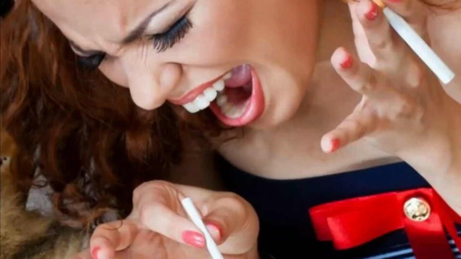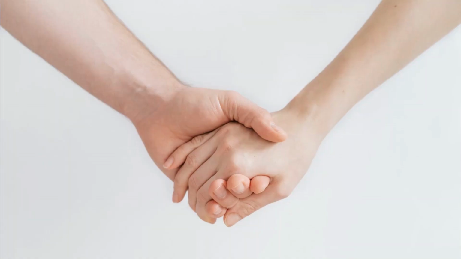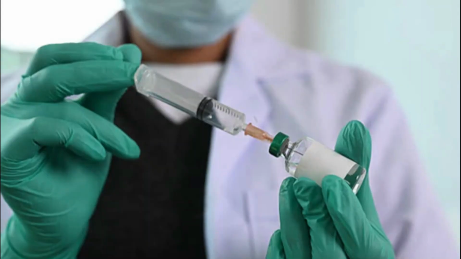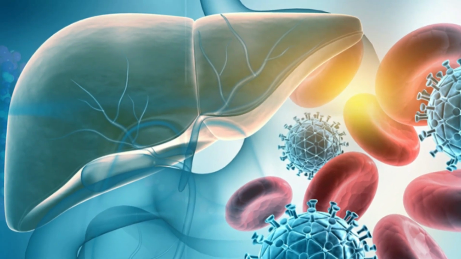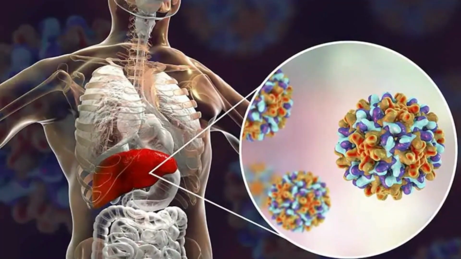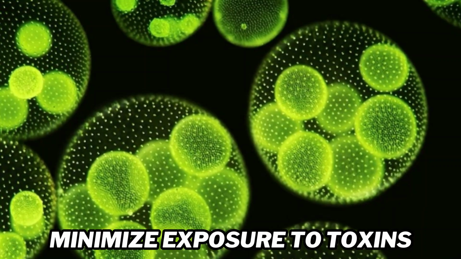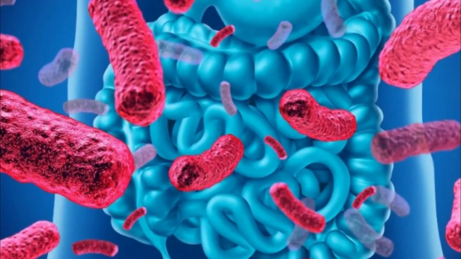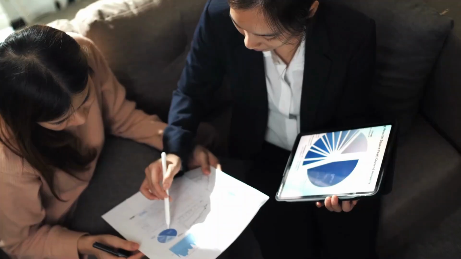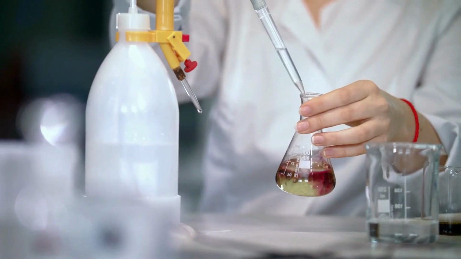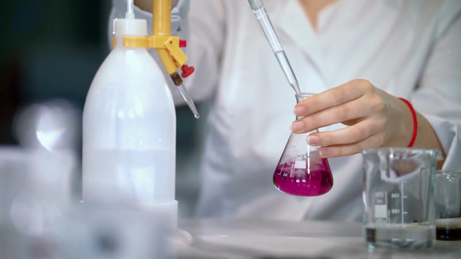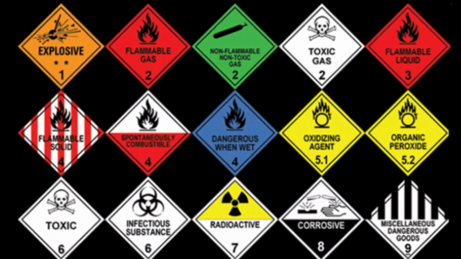Practice safe sex and avoid risky behaviors. Engaging in safe sex practices and avoiding sharing needles can help prevent the transmission of hepatitis viruses and reduce the risk of liver inflammation. Minimize exposure to toxins. Limit your exposure to harmful chemicals and toxins, both at home and in the workplace. Wear protective clothing and follow safety guidelines when working with chemicals or potentially hazardous substances.